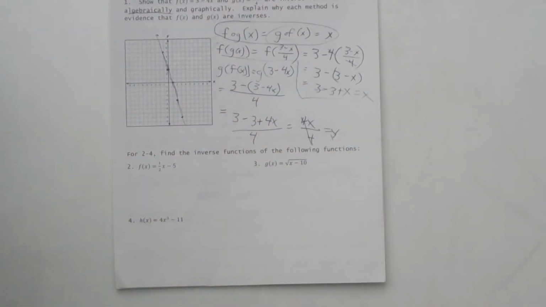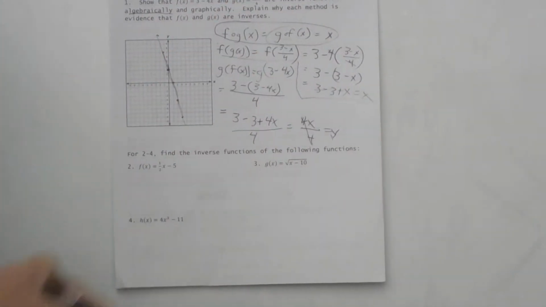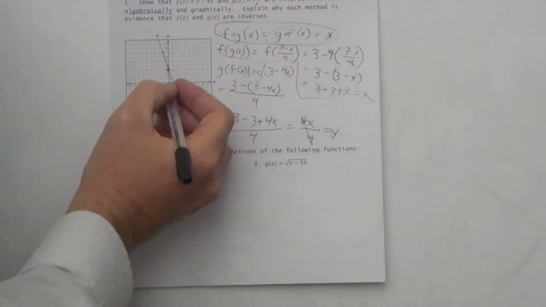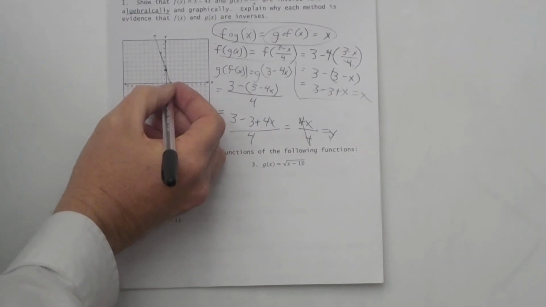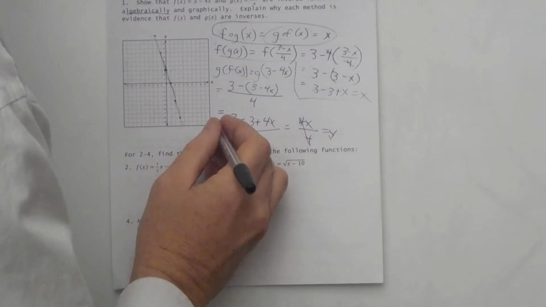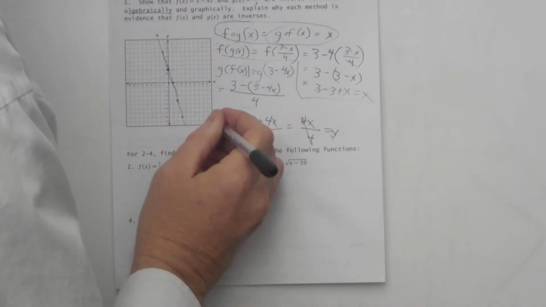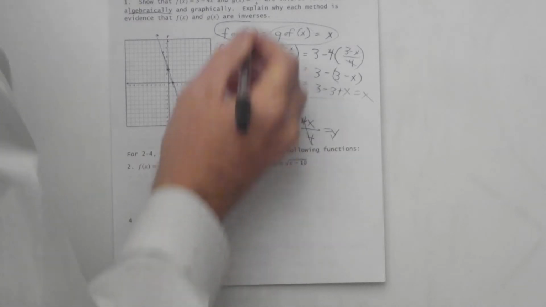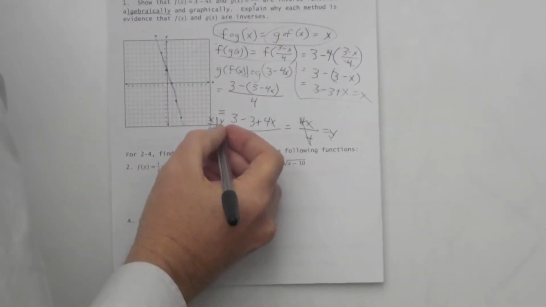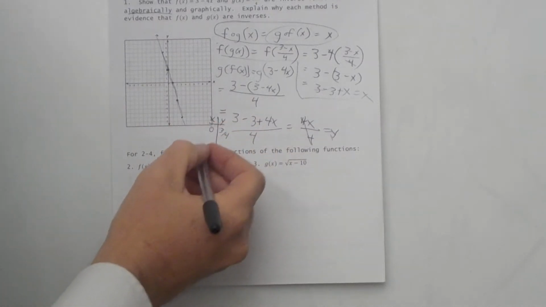I'm going to graph g of x equals 3 minus x over 4. Let me just put some values in for x and graph. If x is 0, I'm going to make a little table up right here. Here's x, here's y. If x is 0, 3 minus 0 is 3, so y is 3/4.